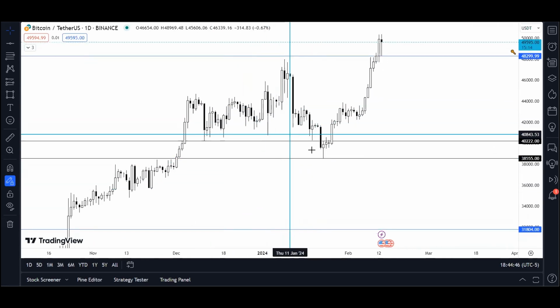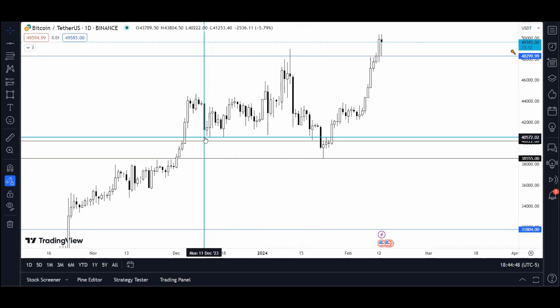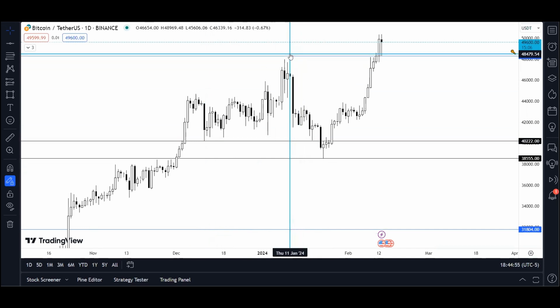So we map out our points of significance. Right here was our first bottom. The low here was 40,222. Right, where it really stopped, and then it ripped all the way up to almost 49,000 fast.